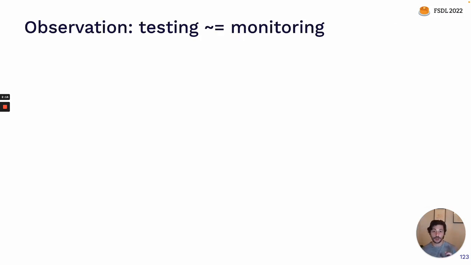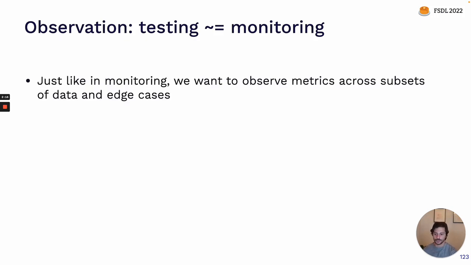One observation to make here is that just like how data curation is highly analogous to monitoring, so is offline testing. Just like in monitoring, we want to observe our metrics, not just in aggregate, but also across all of our important subsets of data and across all of our edge cases.